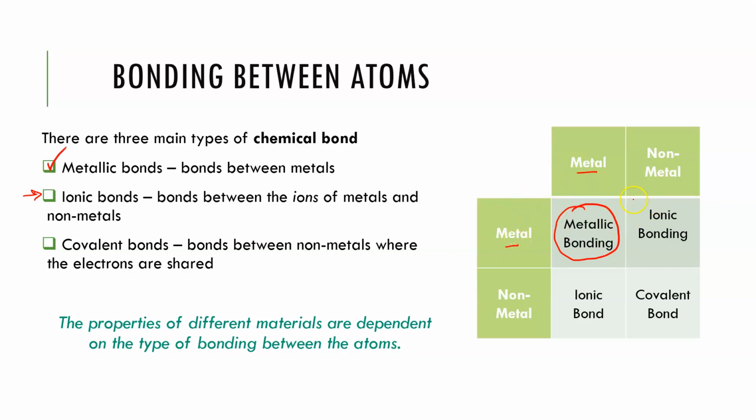If I have a metal combining with a non-metal element, I will have ionic bonding, and that happens quite a lot. You can see that we can combine any non-metal with a metal, and we get two options in our Punnett square where we can end up with ionic bonding. And then the last one is non-metal with non-metal, where we end up with a covalent bond. But for this topic, we're concentrating on this metal and non-metal combination, which gives us an ionic bond.